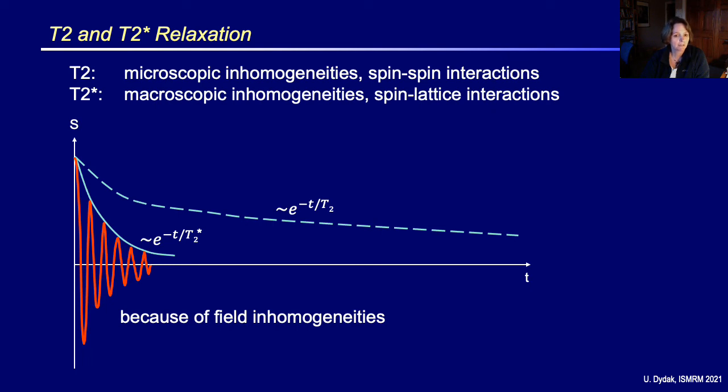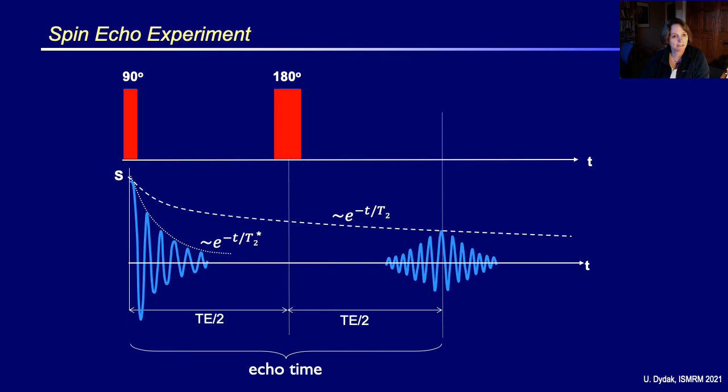Therefore, most of our MRS experiments are spin echo experiments that make use of a spin echo in order to regain the signal of the spins at a later time, so that we have time to put in localization schemes and other types of sequence elements that are needed for an MRS exam.